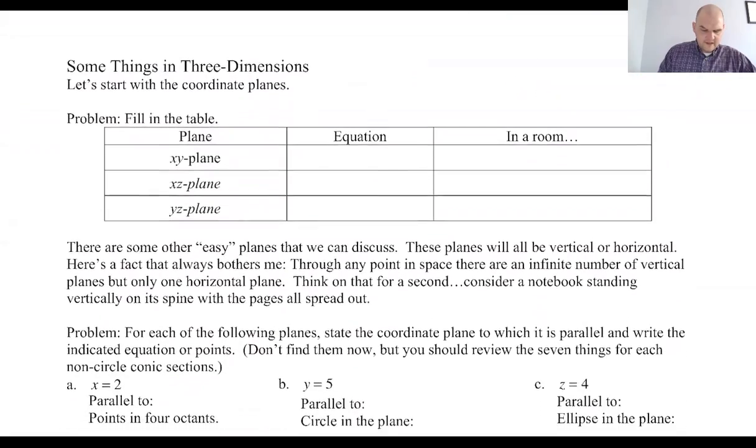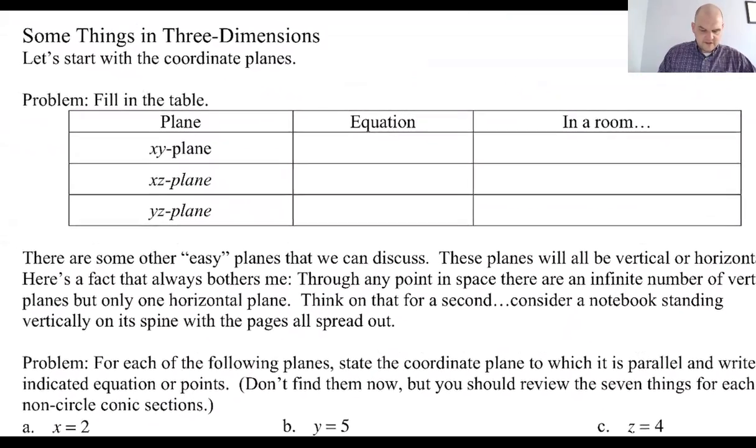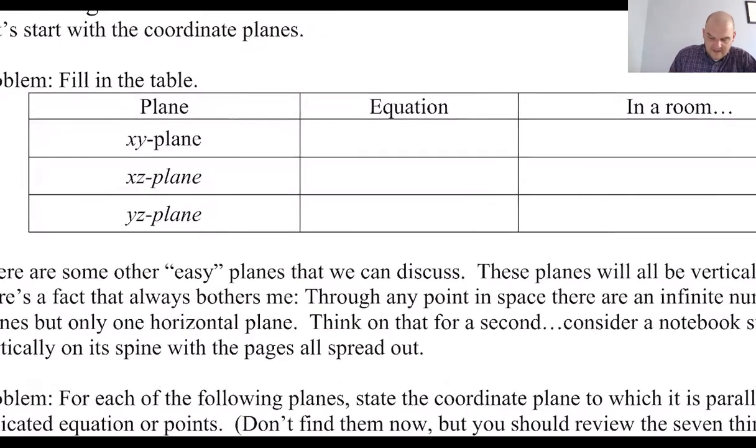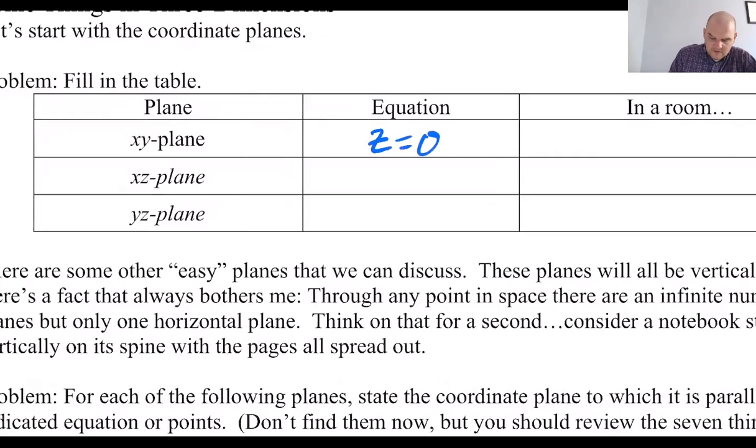So some things in 3 dimensions. We've already talked about this a little bit, in particular when we were deciding where those points lived. I made some generalizations that maybe you picked up on, maybe you didn't. If we have the xy plane, the variable that's missing is z, which means the equation of that plane is just going to be z equals 0. I'm going to change colors. And in a room, in general, that's going to be the floor.